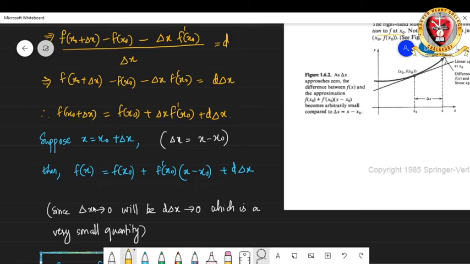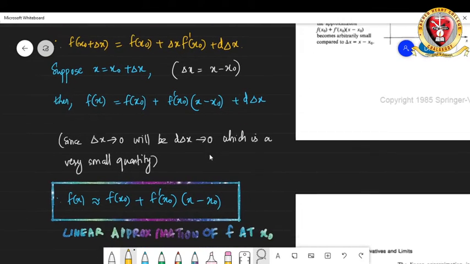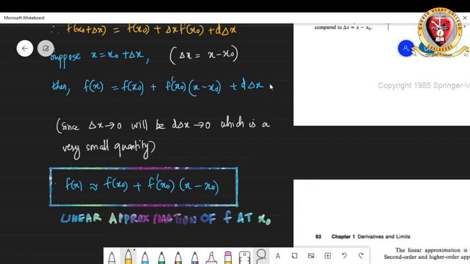Okay, and as this delta x is tending to 0, we know that a quantity into delta x will also tend to 0. It is a very small quantity. So we are trying to approximate this function by removing this term here. When we are removing this, the remaining quantity will be approximately equal to f of x. Okay, f of x is approximately equal. This is the sign for double tilde. This is the sign for approximately equal to.